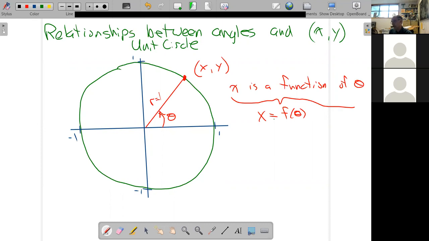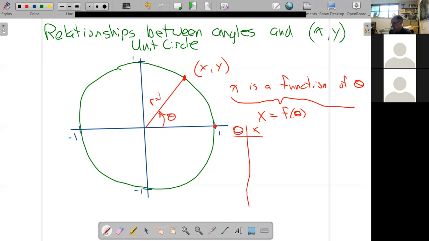Now, the x value is different from the y value at most points. Okay, so as we saw earlier, if theta was pi over 6, then x was the square root of 3 over 2. Y was 1/2. If I pick the angle 0, x is going to be 1, right? So I can make a table here for x values or theta values. That's my independent variable, and x is my dependent variable.